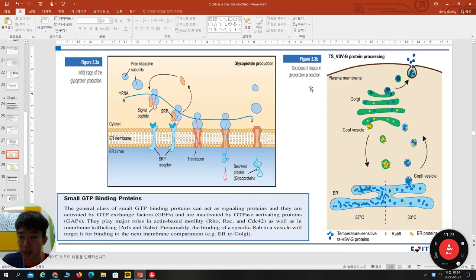So yeah, here is a subsequent stage of glycoprotein production. Here they just focus on how, depending on temperature, at low temperature this ER membrane goes to the Golgi, and then helps with plasma membrane mediated exocytosis, but at high temperature, this Golgi membrane is incorporated into the ER more dynamically. So depending on the temperature, the cell membrane lipid can be consumed for exocytosis or it can be saved in the ER to do something.